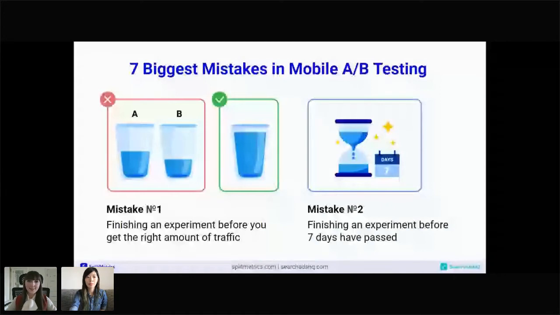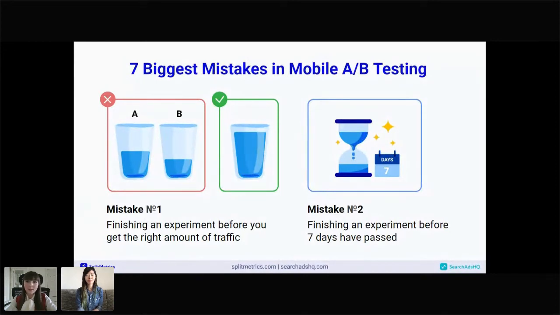And here's the second mistake. It is similar, but it's important and it differs from the first one. Finishing an experiment before 7 days have passed. You guys might know that various apps and mobile games experience peaks in activity on different days during the week. For example, business or financial apps see bursts in activity on Mondays, while games certainly experience peaks on the weekends, on Fridays, Saturdays, Sundays.